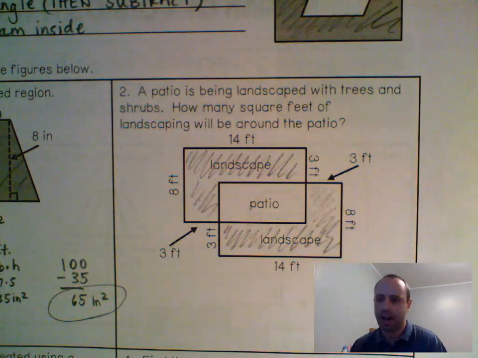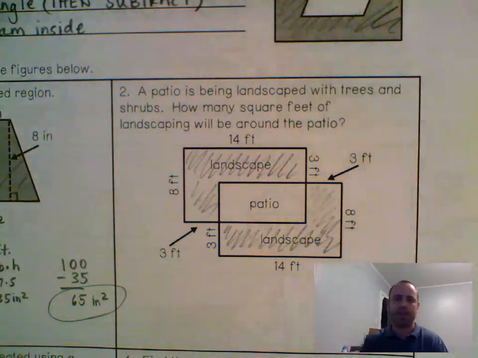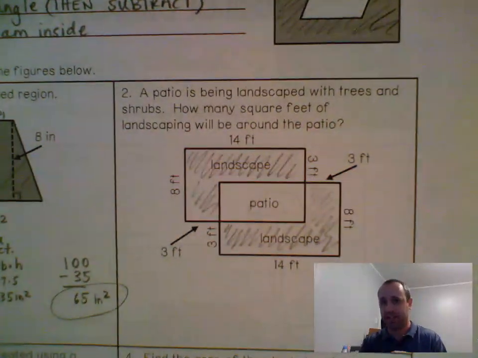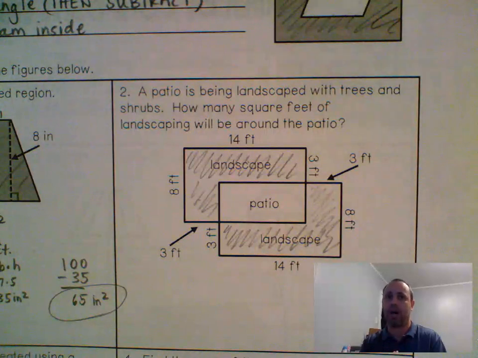Thanks for your effort today, guys. Composite figures, pretty neat, pretty cool seeing things that form together. Composite figures are 2 shapes that form one shape, and you can decompose them, take them apart.